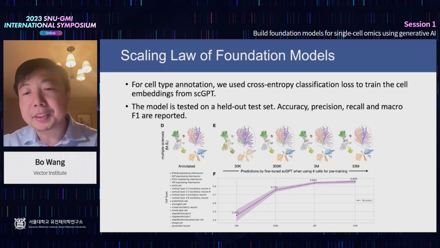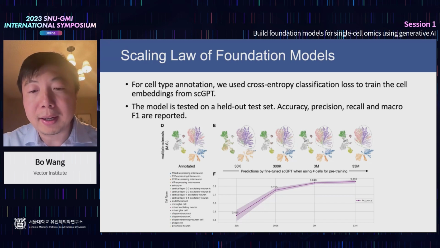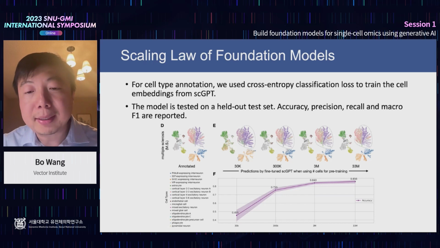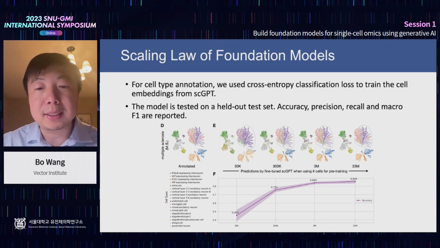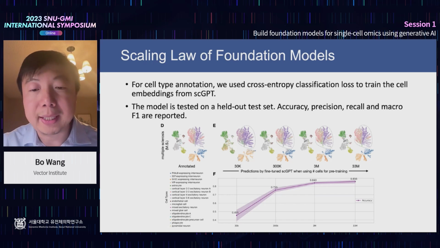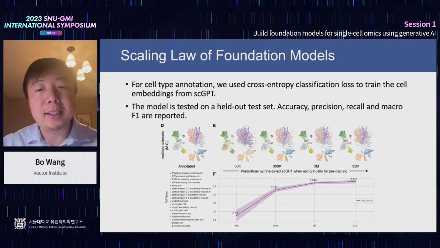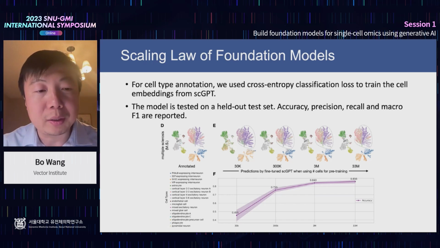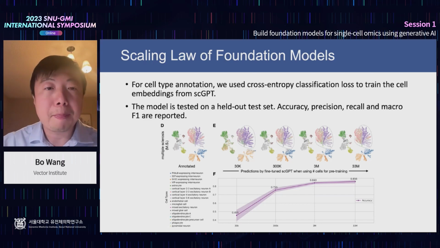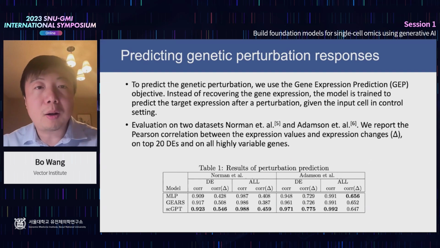The second observation, which is a little bit interesting to us, is that once you surpass 3 million cells for pre-training, the performance gains start to diminish. The performance still increases, but the gains start to diminish. And this really gives us lots of insights about how many cells we need, and what is the best way to curate the single cell data for pre-training. We also tested on gene perturbation response.